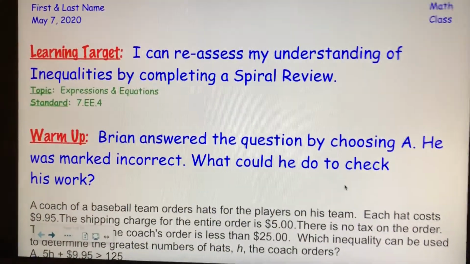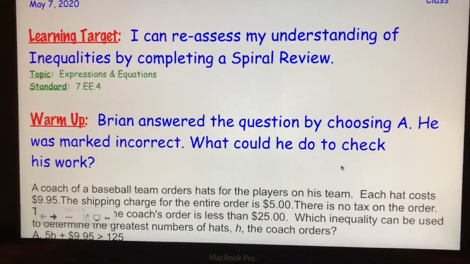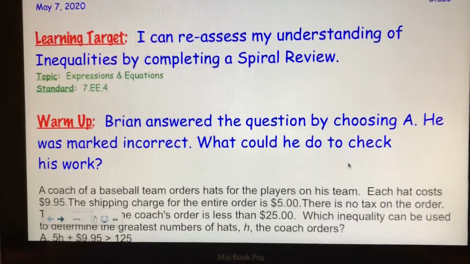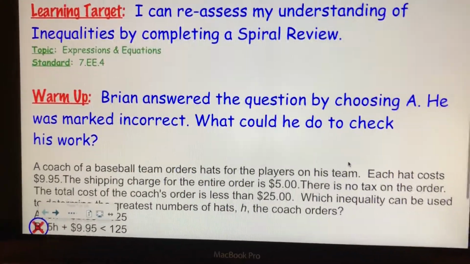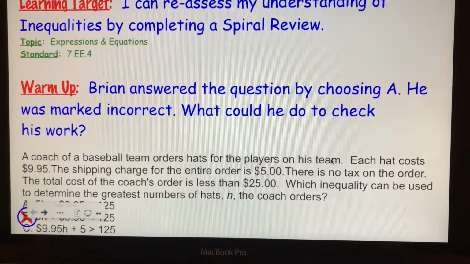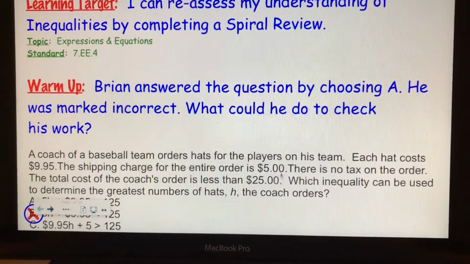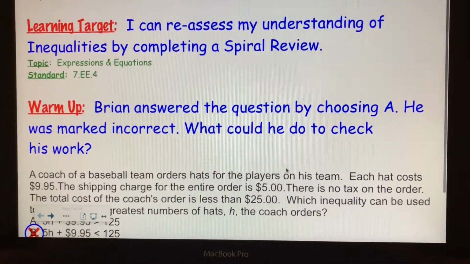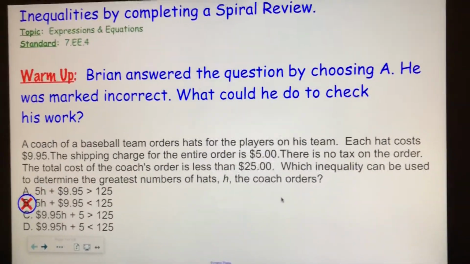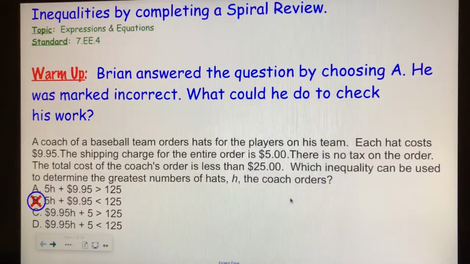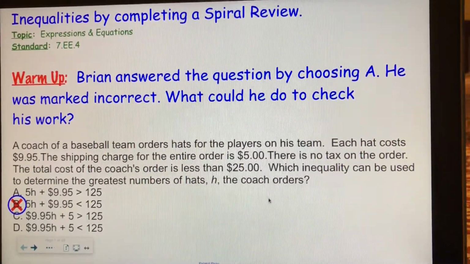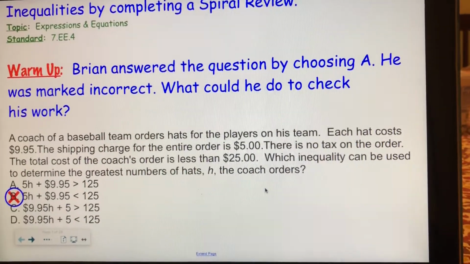So our target is I can reassess my understanding of inequalities by completing a spiral review. So part of the problems that we had on the benchmark assessment was doing expressions and equations with inequalities. So that's what we're going to look at today. So our warm-up is, and this was the question that we had on the assessment: Brian answered the question by choosing A. He was marked incorrect. What could he do to check his work?